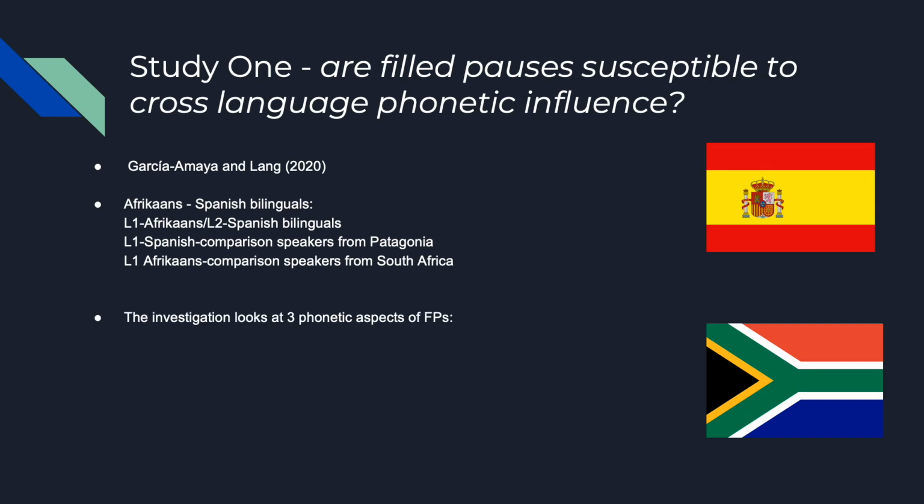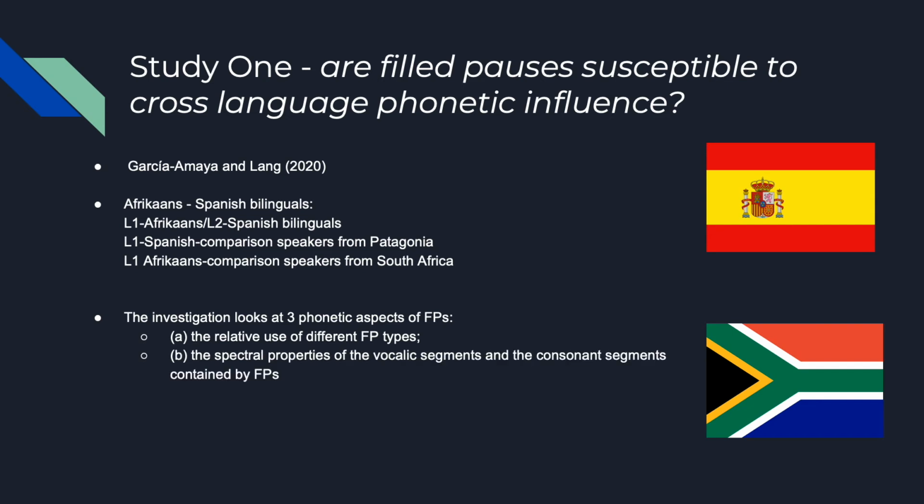These phonetic aspects were the relative use of different FP types, the spectral properties of the vocalic segments and the consonant segments contained by FPs, i.e. the first and second formant values, and the duration of vocalic and consonant segments contained by FPs.